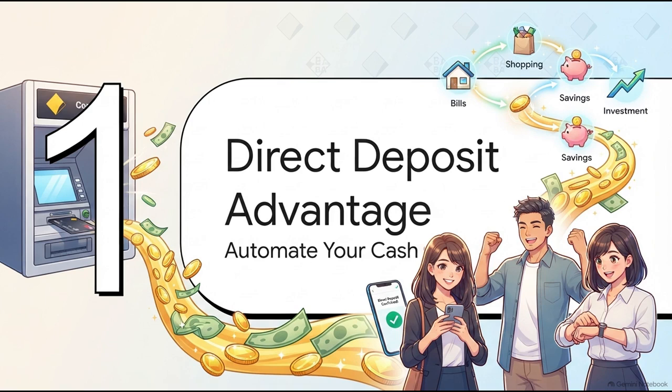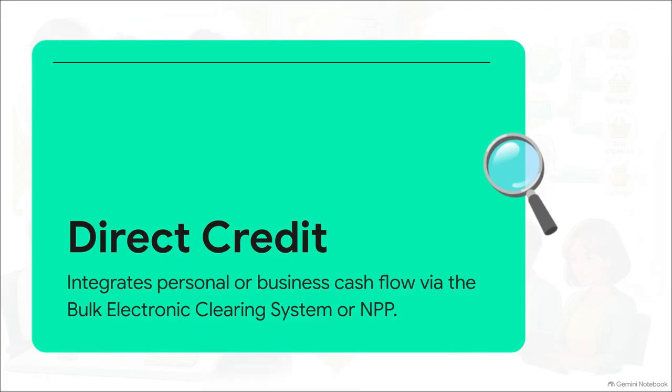Section 1. The direct deposit advantage. Okay, so let's start with a macro view of how funds actually move around. While we casually call it a direct deposit, in the Aussie financial sector, it's formally known as a direct credit. And this is basically the mechanism integrating your cash flow. It runs via the traditional Bulk Electronic Clearing System or the real-time New Payments Platform for things like your salary, dividends, and settlements. It's the absolute foundation of getting paid securely.